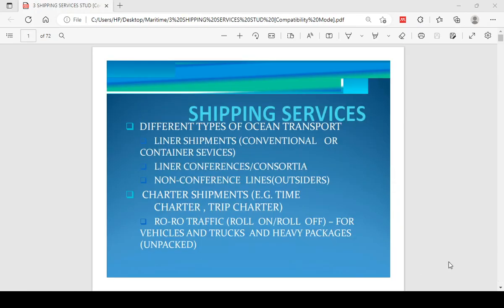We are going to look at shipping services. We are going to look at the different types of ocean transport. That is liner shipment as against tramp shipments. In liner shipment, we'll be looking at the conventional or container services, conferences, and consortia. And then with the charter shipping, we'll be looking at time charter, voyage charter, trip charter, and the others. And then ro-ro services also for vehicles and trucks.